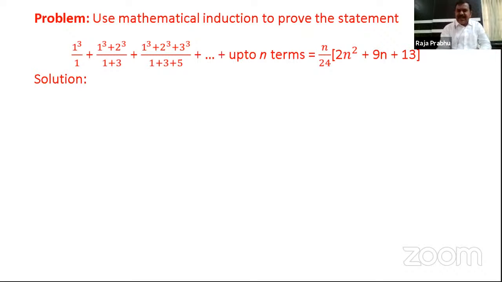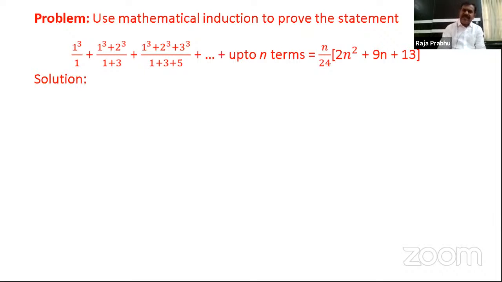In the denominator, there are odd numbers. In the first term, there is only one odd number. In the second term, there are two odd numbers. In the third term, there are the first three odd numbers. Automatically, in the fourth term, there will be the first four odd numbers. In the same way, in the 10th term, there will be the first 10 odd numbers. And in the nth term, there will be the first n odd numbers.